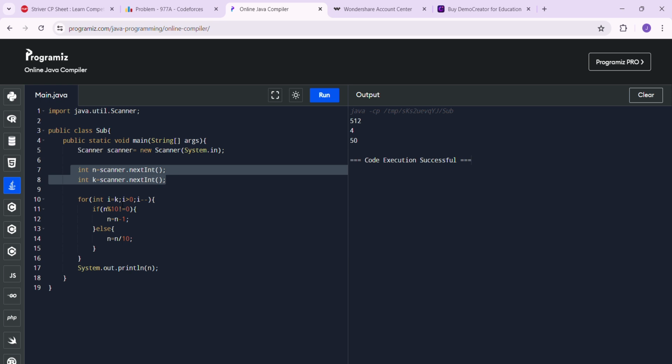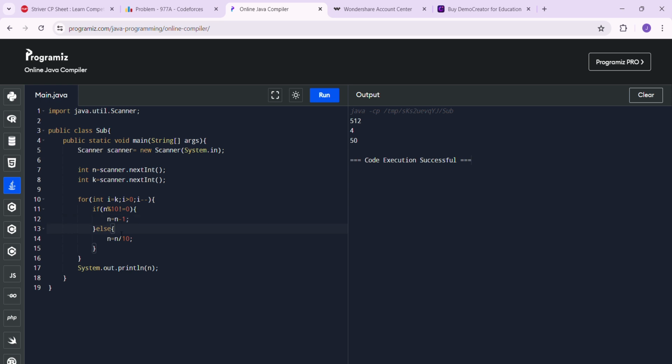If n % 10 is not equal to 0, it means there is a non-zero element at the LSB, so dividing it by 10 will leave a remainder. In that case, if the remainder is non-zero, then we will subtract 1. So here integer n is subtracted by 1, so n equals n minus 1.